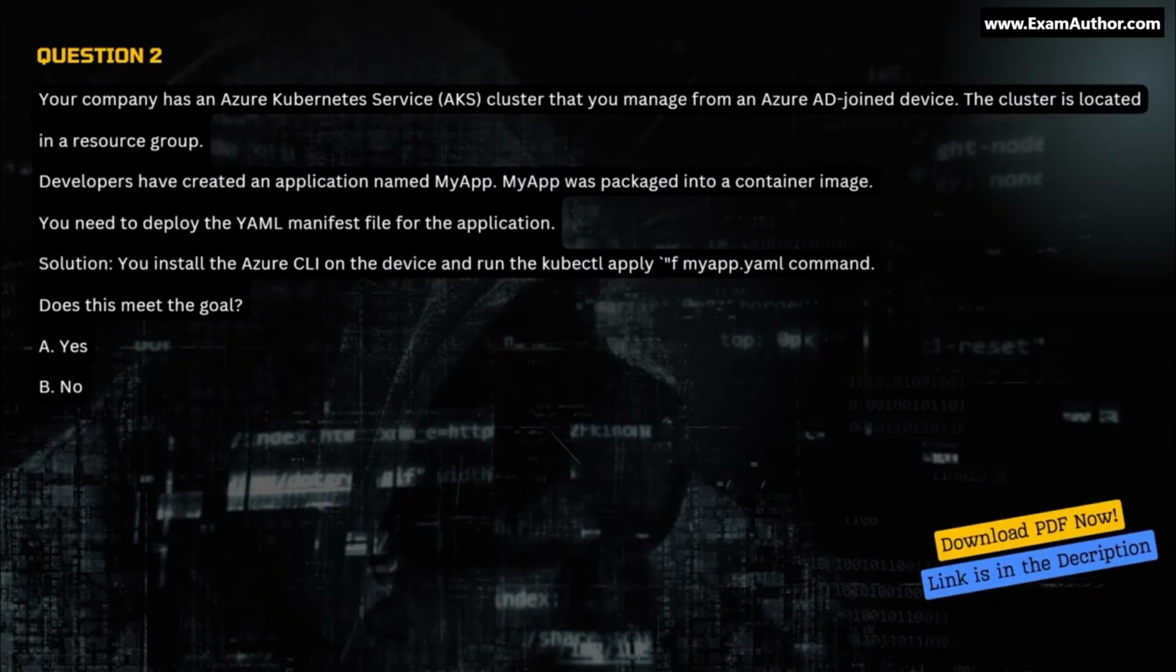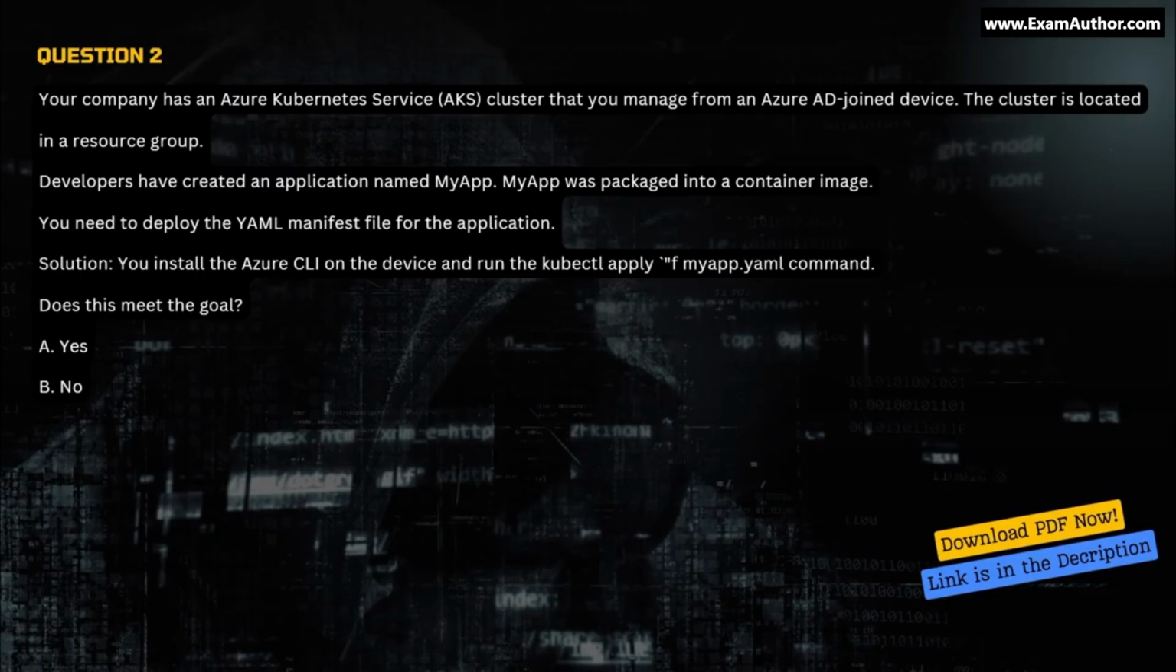Question 2. Your company has an Azure Kubernetes Service (AKS) cluster that you manage from an Azure AD joined device. The cluster is located in a resource group. Developers have created an application named MyApp. MyApp was packaged into a container image. You need to deploy the YAML manifest file for the application. Solution: you install the Azure CLI on the device and run the kubectl apply -f myapp.yaml command. Does this meet the goal?